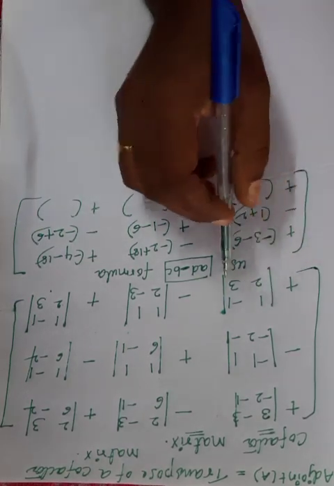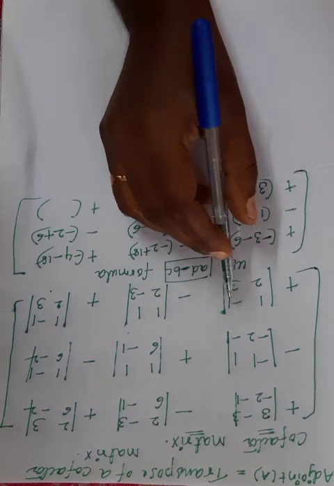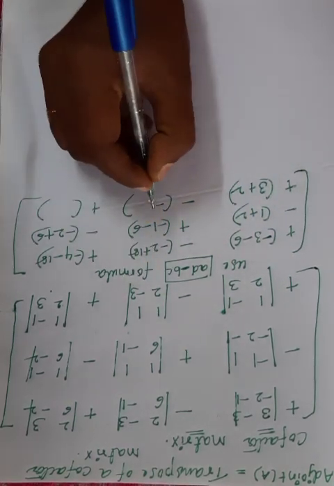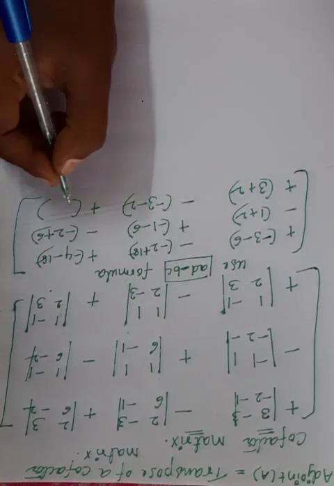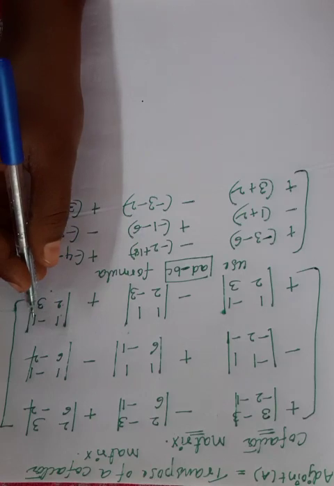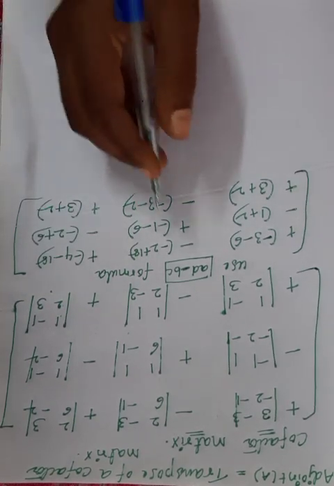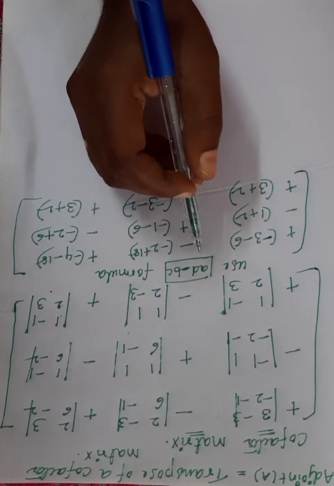So 1 into 3 is 3, minus 2 into minus 1 is minus 2, so here plus 2. 1 into minus 3 is minus 3, 2 1s are 2, so minus 2. 1 into 3 is 3. 2 into minus 1 is minus 2, so minus of minus is plus 2. So for all these minors I have used only one formula, that is AD minus BC.